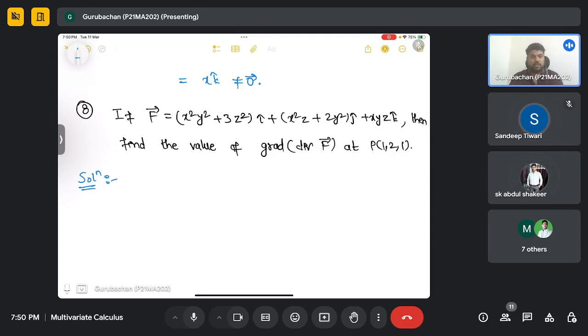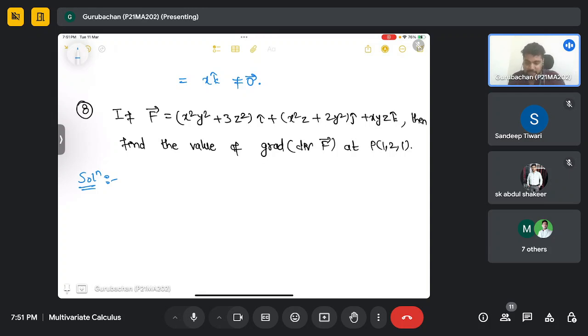So find out his answer. Yes, sir. Answer may be 5i bar plus 13j bar plus 0k bar. I told you to give a correct answer in the first attempt. Sir, first we have to find the divergence and then we have to apply gradient. You are correct about the divergence, but your answer is not correct. Your approach is correct, but the answer is not. Now you have lost the chance. Will any other one say for this particular one?